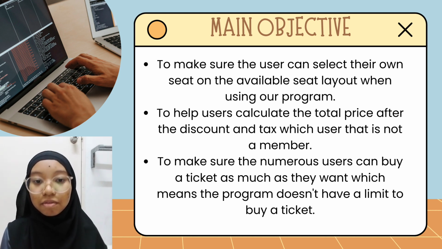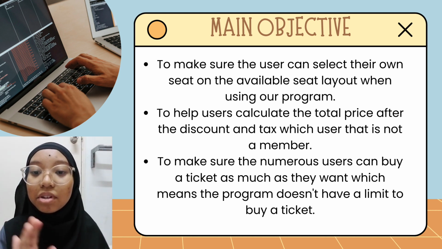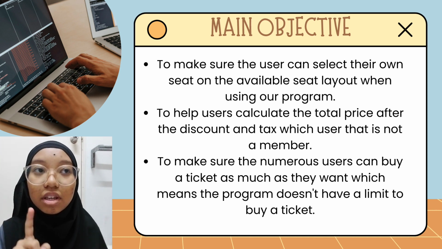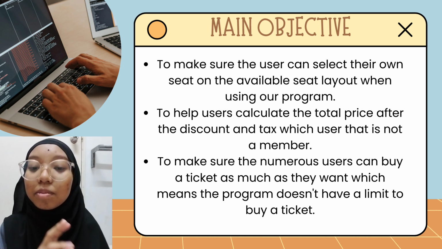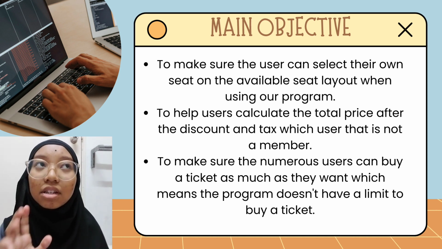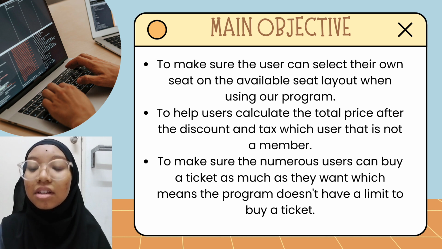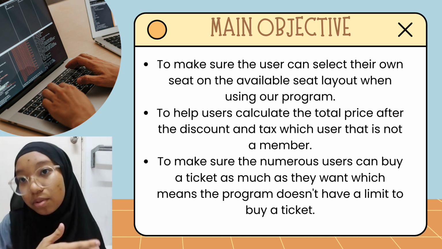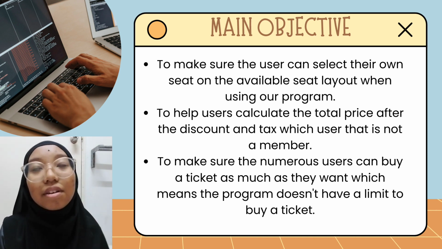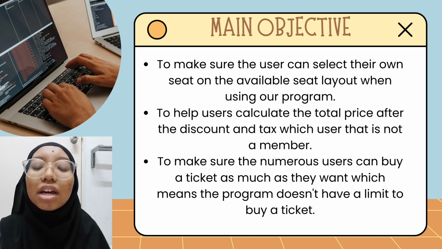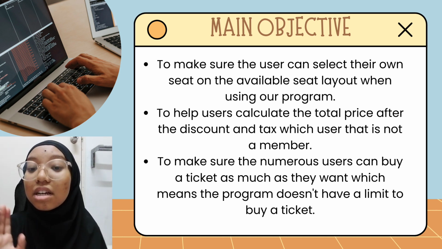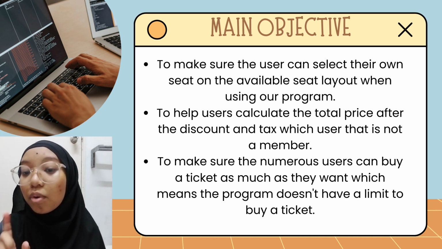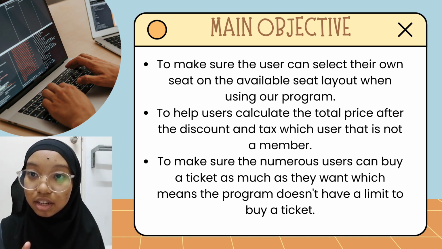Our main objective is to make sure the user can select their own seat on the available seat layout when using our program. Second is to help users calculate the total price after the discount and tax, for a user that is a member. Well, for a user that doesn't have a membership, that's what I meant. And lastly, to make sure numerous users can buy as many tickets as they want, which means the program doesn't have a limit to buy a ticket.